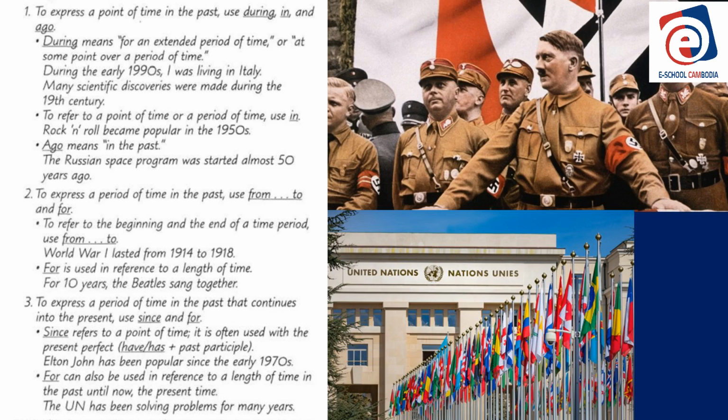To refer to a time or a period of time, use in. Okay? And so, for example, rock and roll became popular in the 1950s. Rock and roll is a style of music, the popular style of music. And so to refer to a point in time or a period of time in the 1950s. Okay? In the 1990s, Cambodia developed a lot. But in the 2000s, Cambodia developed even more. So in a specific period of time, rock and roll became popular in the 1950s.